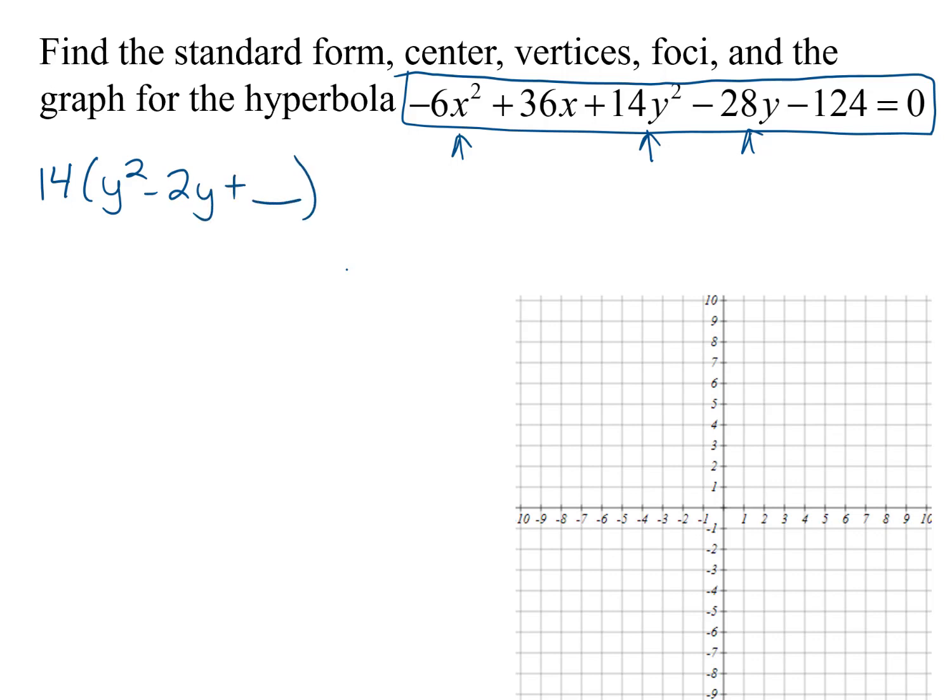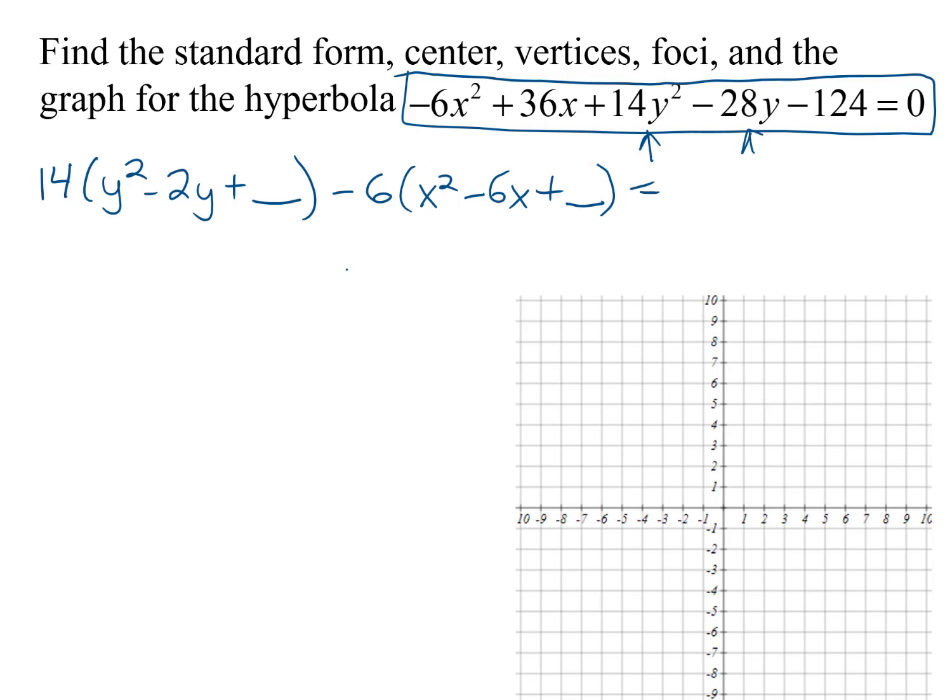Then I'm going to do the x's. The x squared was negative, so I'm going to factor out that negative 6. That'll leave x squared. And I need to factor the negative 6 out of the 36. So that will make negative 6x, and then a place to complete the square.